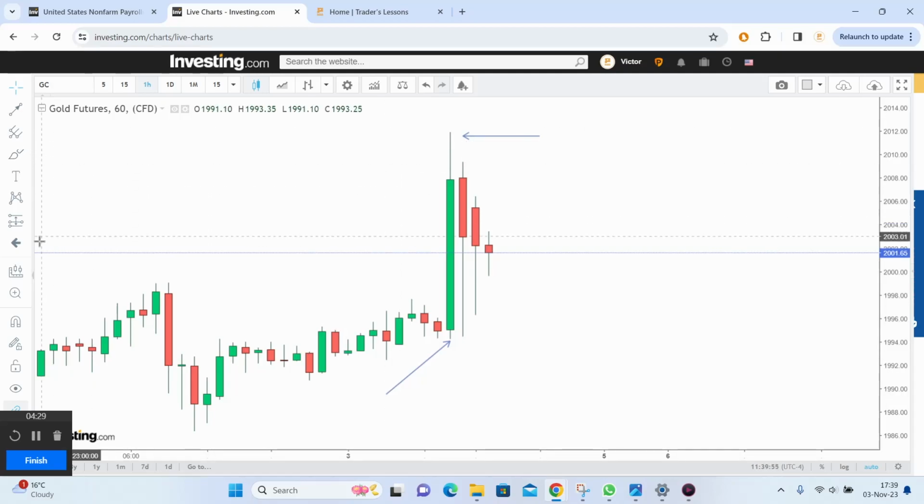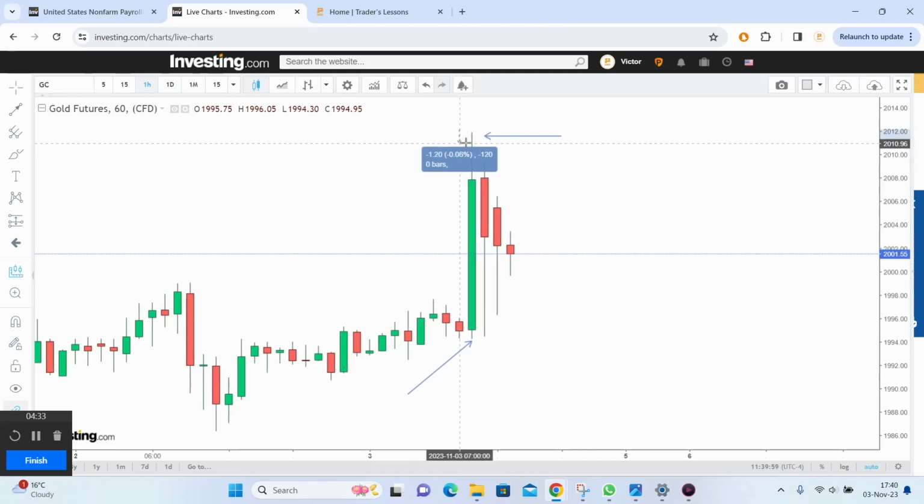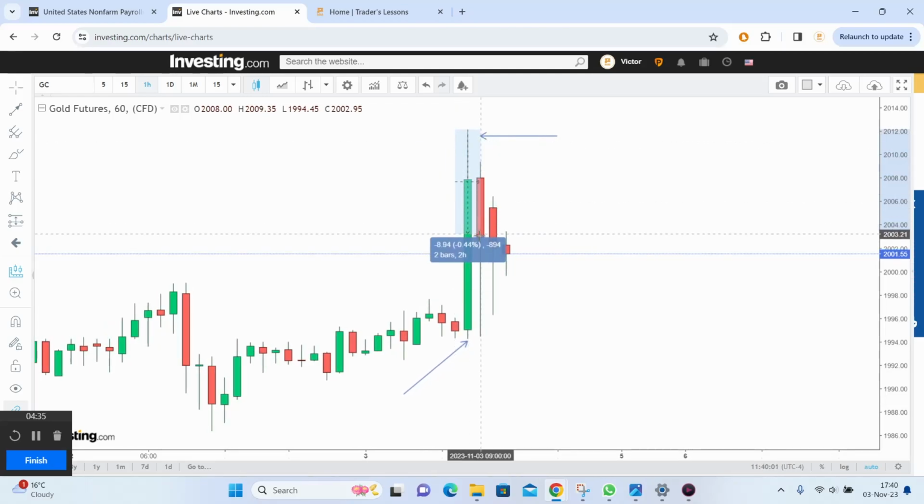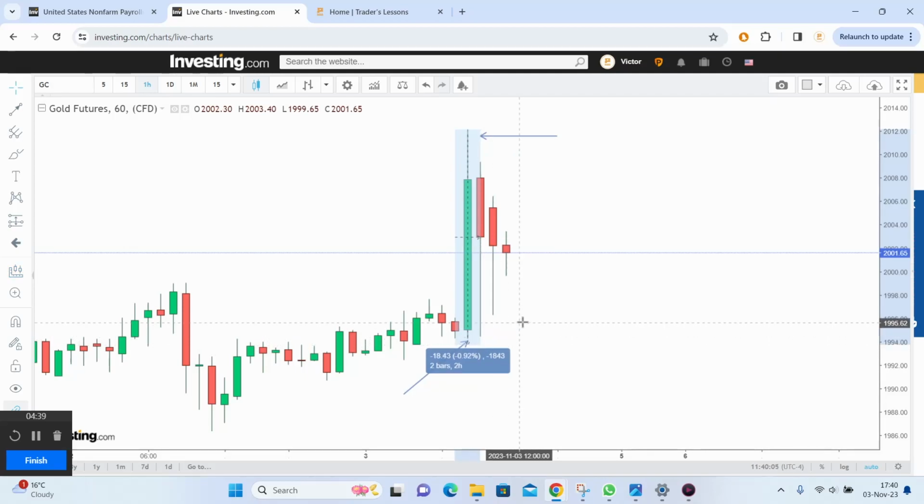How much exactly did it move? It's very simple to check. I will try to do it for you just on this one candle. There it is. So only for like 2 hours, even less than that, we had here $18 of movement on the gold price upwards because of the negative data from the non-farm payroll.